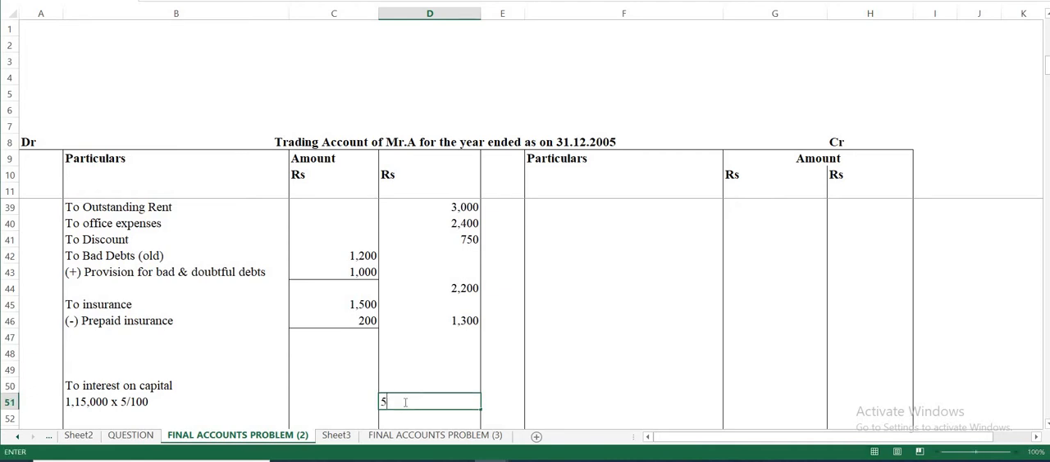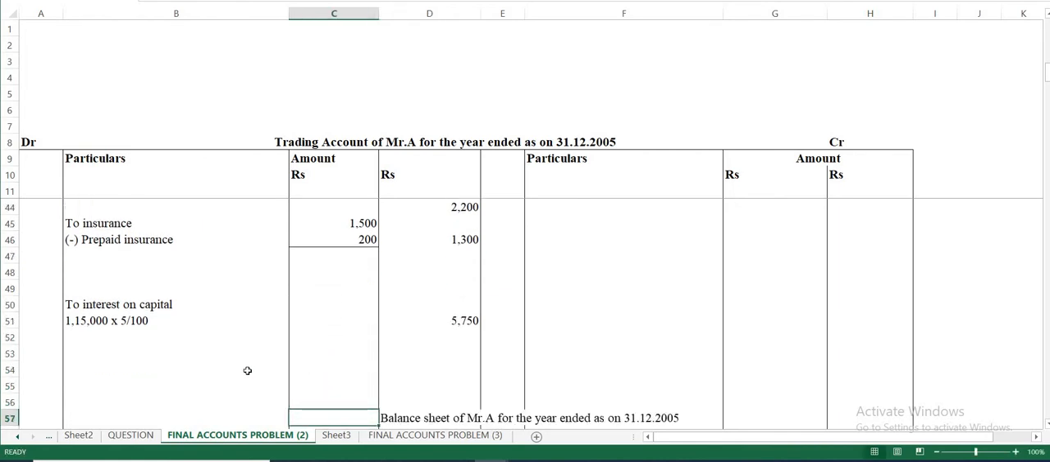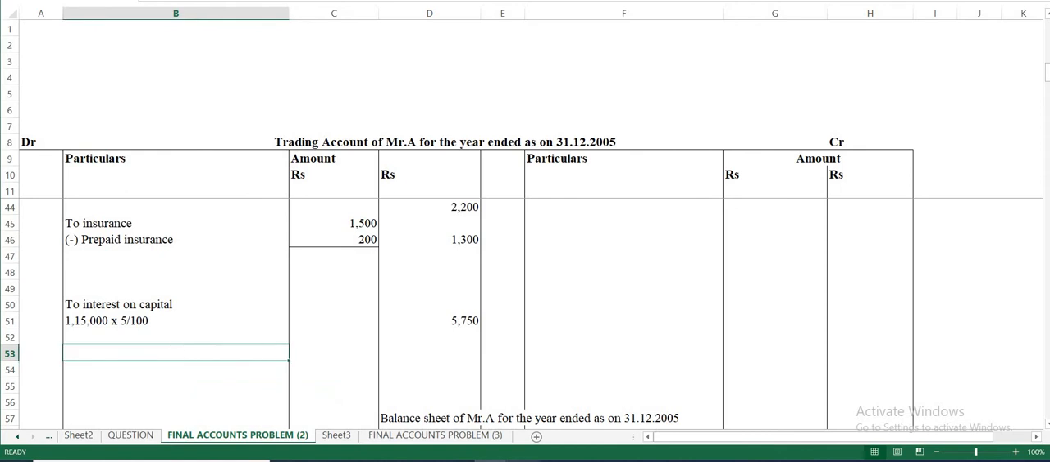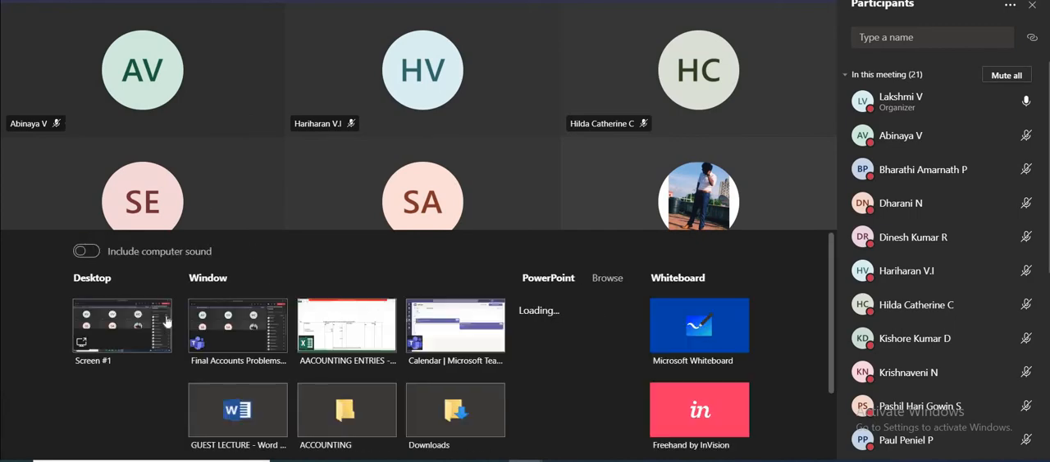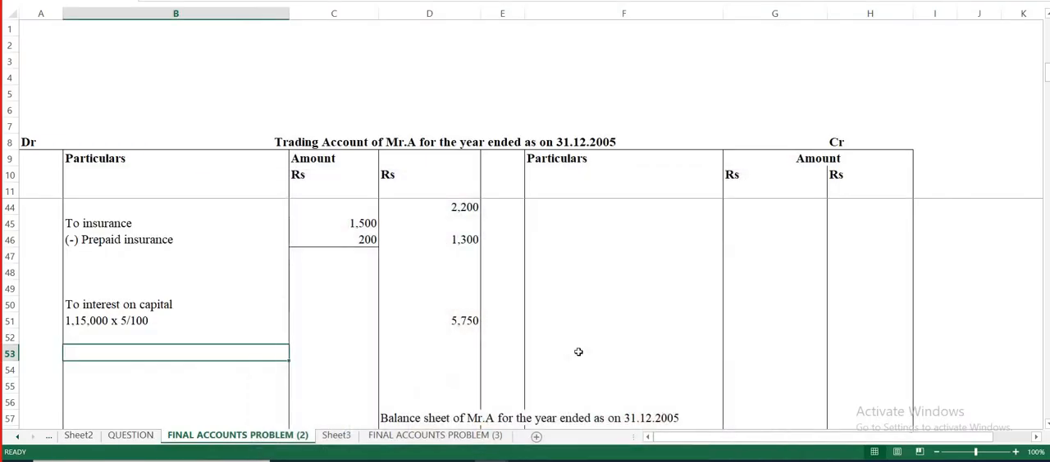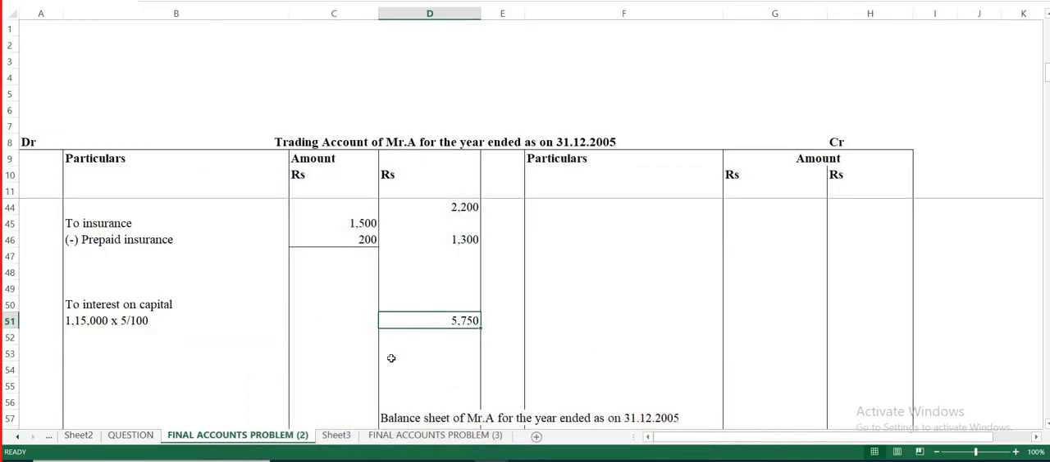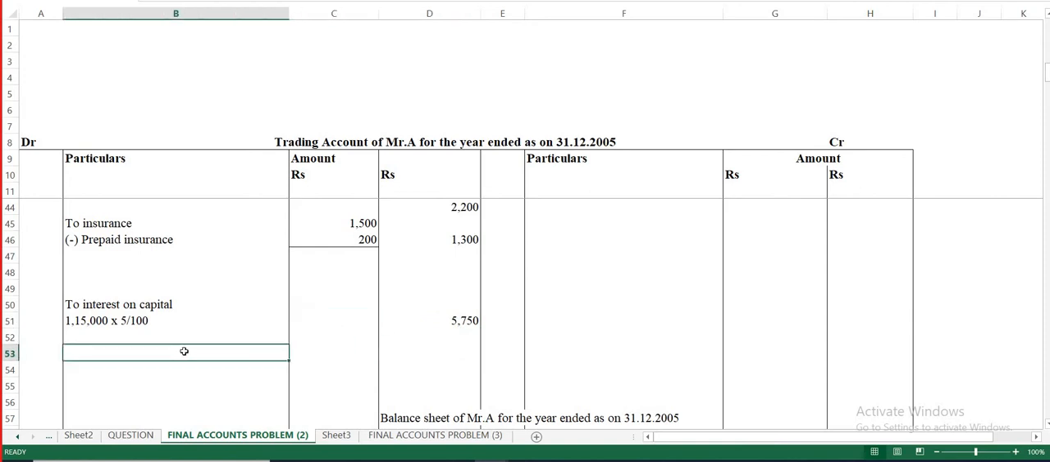Ma'am, your screen is not visible. Screen is not visible. So I think now you can see the screen.